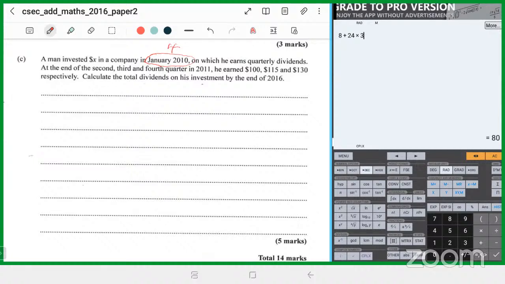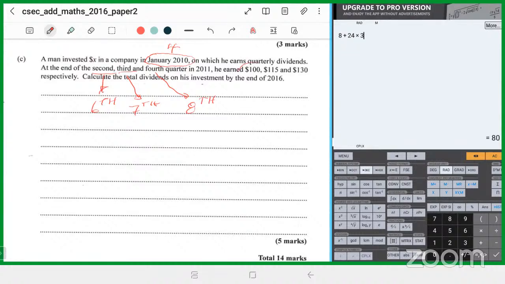All right, so he earns quarterly dividends. At the end of the second, third, and fourth quarter in 2011, this represents the 6th term, this is the 7th term, and this is the 8th term. Those are the terms because when 2010 is done, you've done 4 quarters already. The second quarter in 2011 is the 6th quarter overall. So you have 4 in 2010, and you just reach the second one in 2011. So that is the 6th quarter so far.